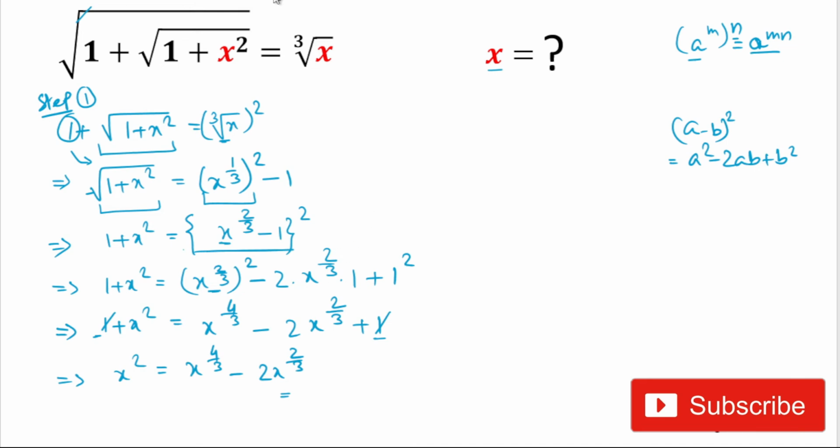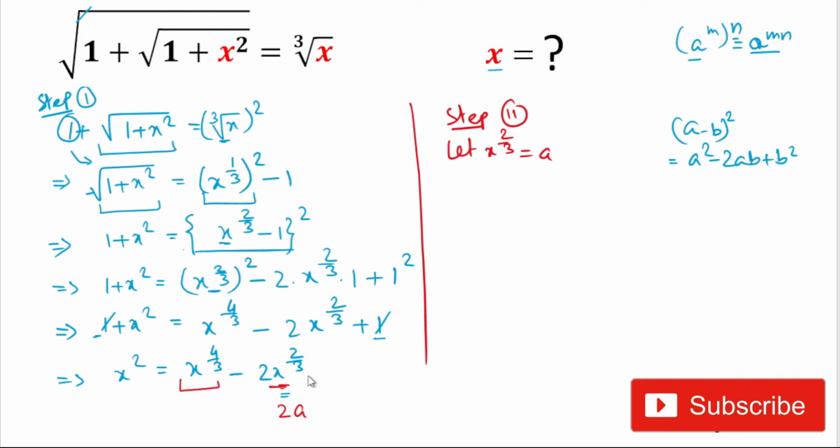Now in step 2 we will let x raised to the power 2 over 3 be a. So this value will be 2a. So we can write it is 2a. Now here it is squared a.